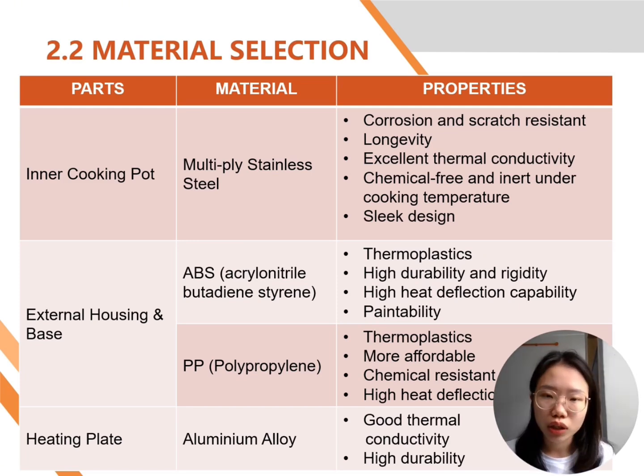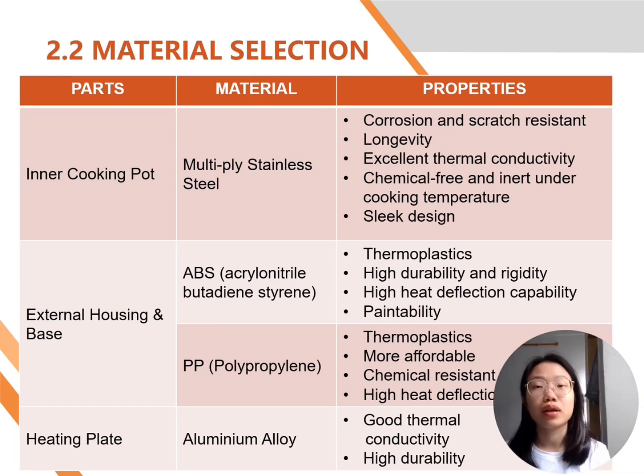And next, we go into the external housing and base. Here, we suggest two different materials. They have similar properties. One is acrylonitrile butadiene styrene, and the other one is polypropylene. Both of them are thermoplastics. There are certain different properties between them. The ABS has excellent mechanical properties such as durability, rigidity, and high heat deflection capability. And what makes it different from polypropylene is that it has paintability.